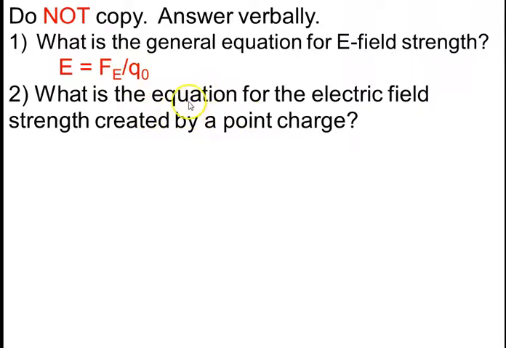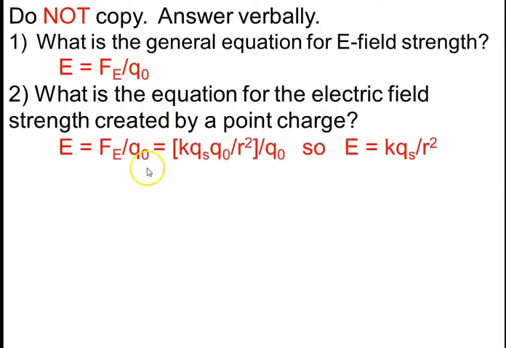If it is a point charge or a spherical charge, then we can use Coulomb's law to find Fe. So Fe would be K Q1 Q2 over R squared, but it would be K Q source Q naught over R squared, and the Q naught would cancel out. I showed you that in the video yesterday. So we would do K Q source Q naught over R squared, all divided by Q naught, and the Q naught cancels out. We get K Q S over R squared.